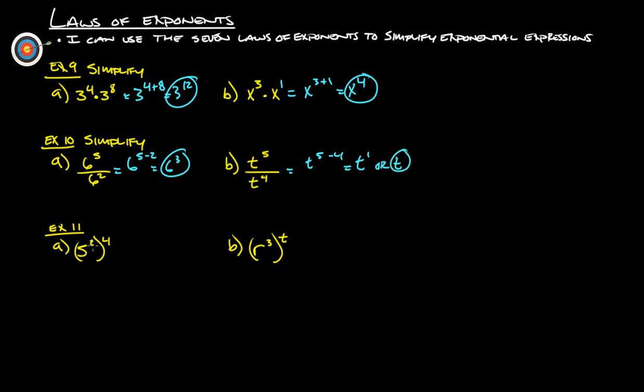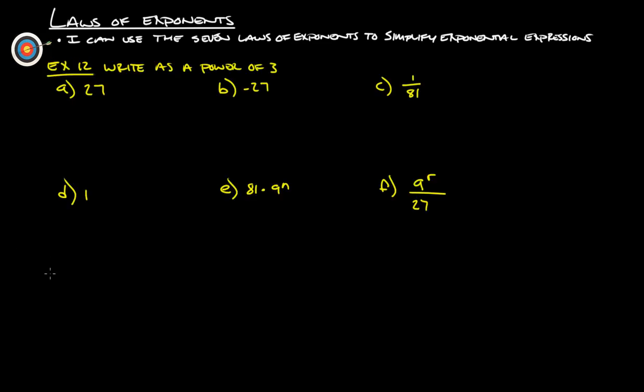On this one here, a power raised to a power, we're going to multiply these. So that's 5 to the 2 times 4, which is 5 to the 8th. We can just leave all these in exponential form, that's fine. And then r to the 3rd, to the t power, is r to the 3 times t. So we would just write that as r to the 3t and call that good. All right, let's look at some more examples.